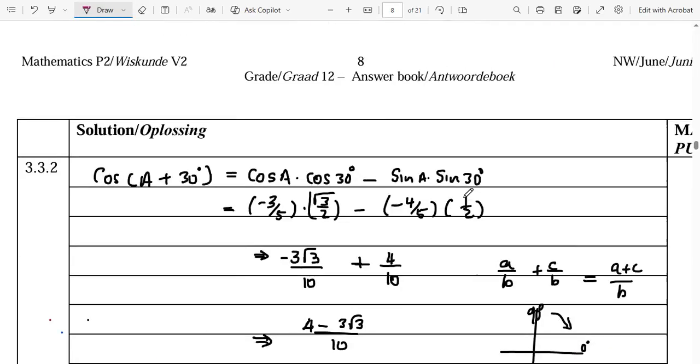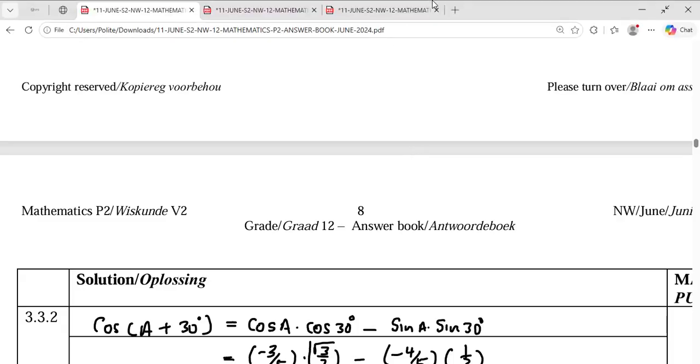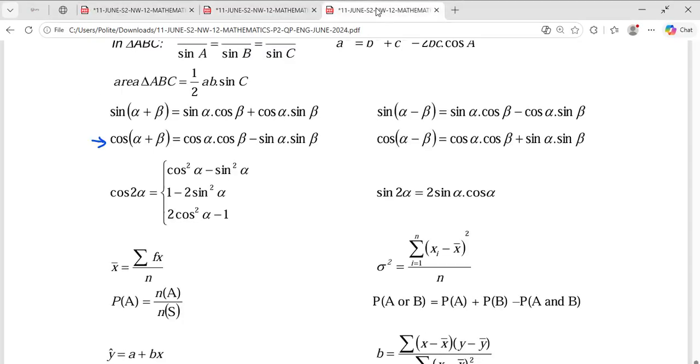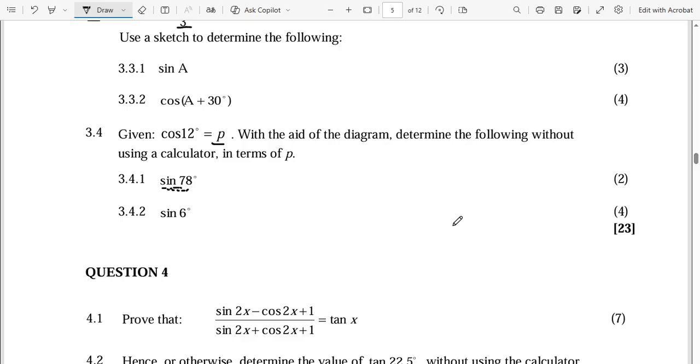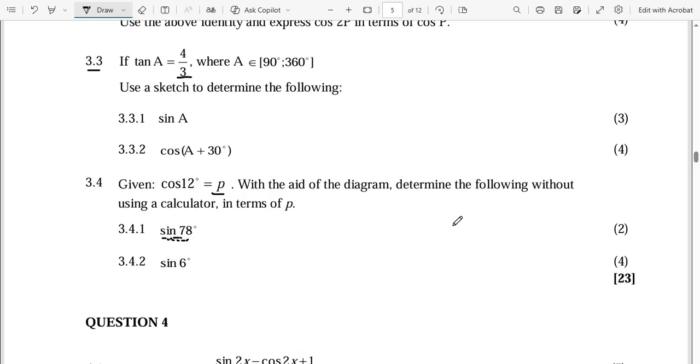So this is how you answer those questions from that question paper. Let me first check the mark allocation before we end this one. Oh, that was 4 marks. It makes sense, né? And that's how you answer the question using a sketch.